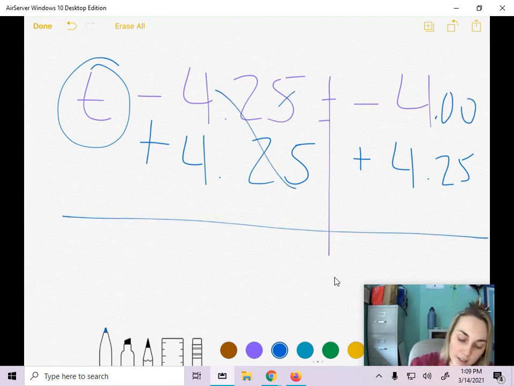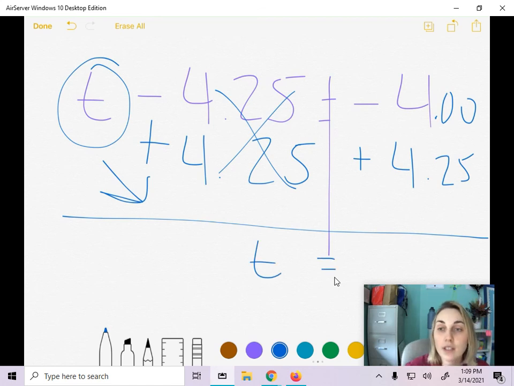So again, these cancel out. I'm going to go ahead and bring this t down, and then I can just solve the other side. Well, -4 plus 4 and 25/100ths, well, -4 plus 4, that's going to be opposites as well. And what we're left with is 25/100ths. So t is equal to 25/100ths.